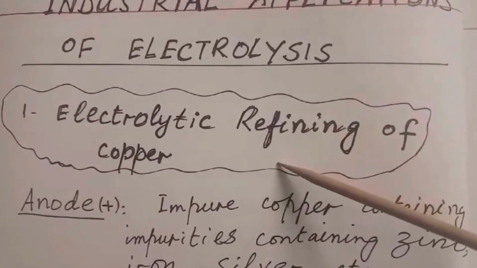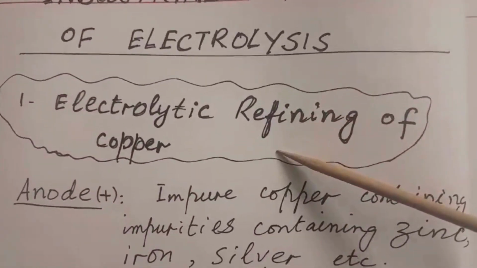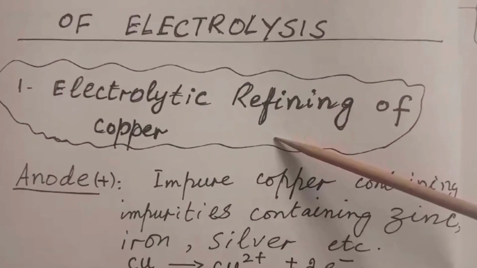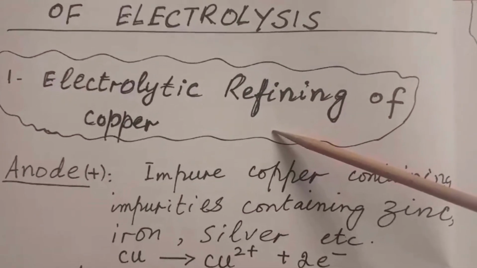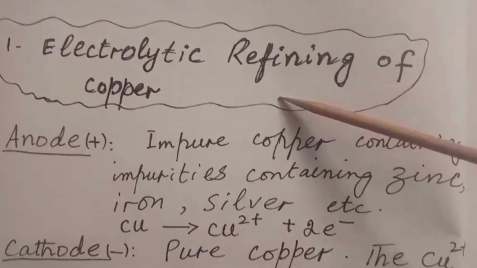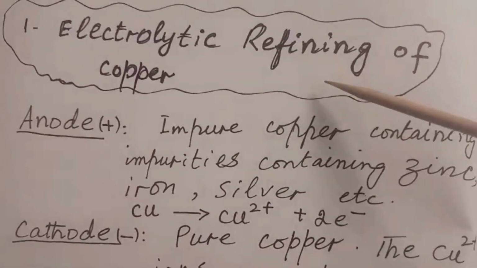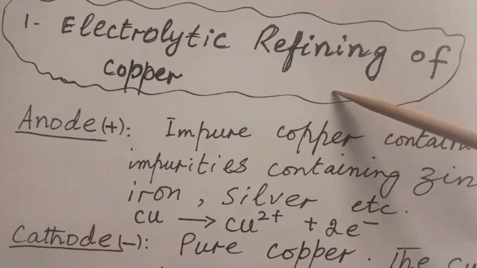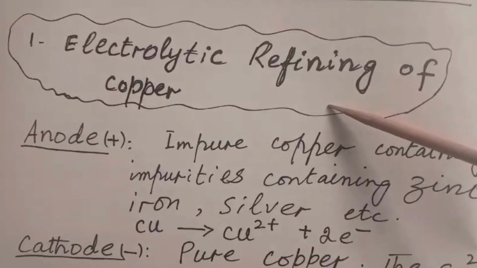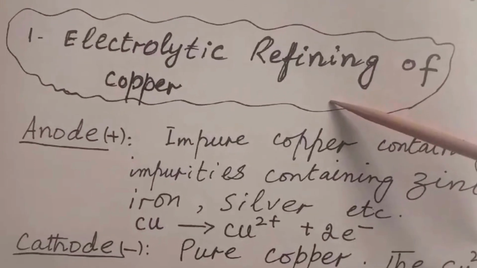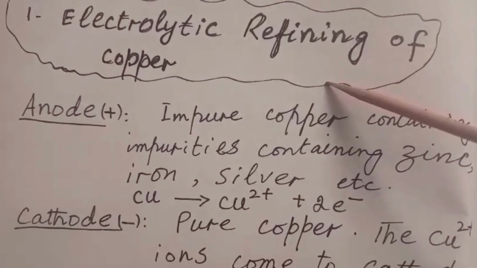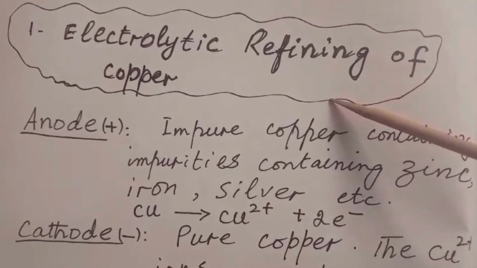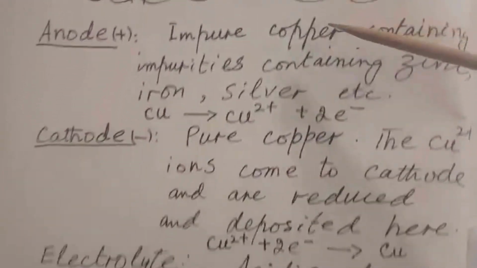So first we are going to discuss the electrolytic refining of copper, that is how the pure copper is obtained from the impure ore of copper. We know the importance of copper metal. It is a good conductor of electricity and heat, and industrially it is mainly used in electrical wires, and it is also used to make the base of the cooking pans.